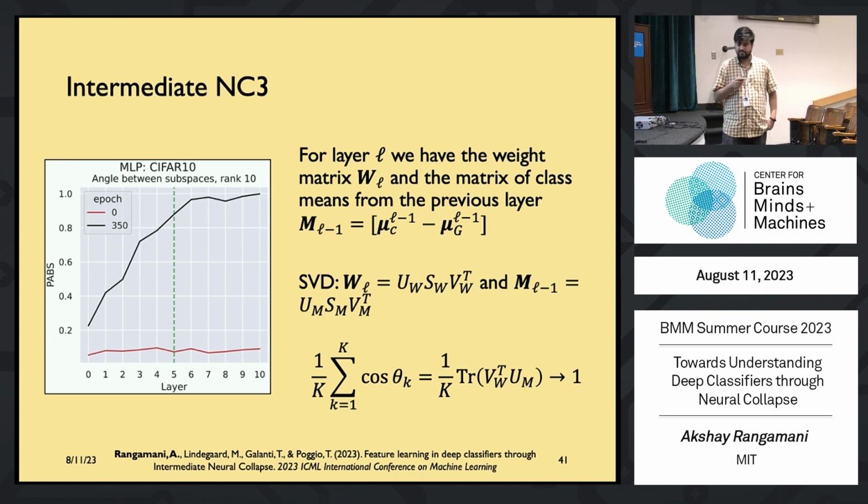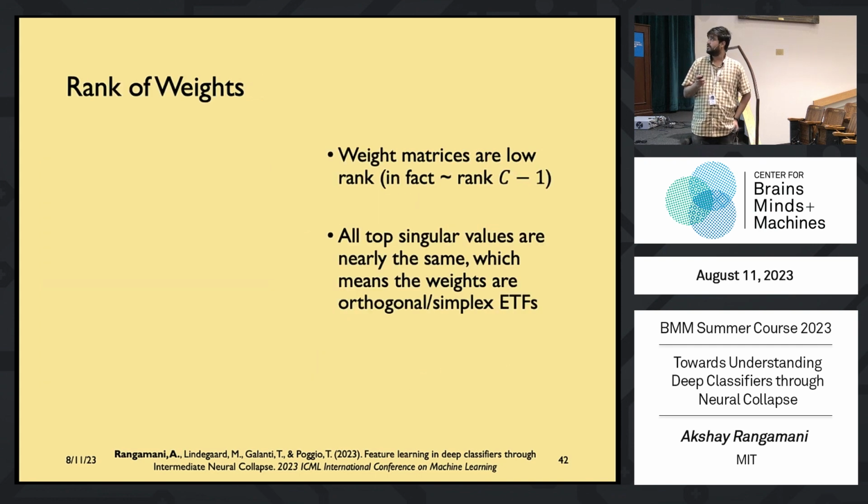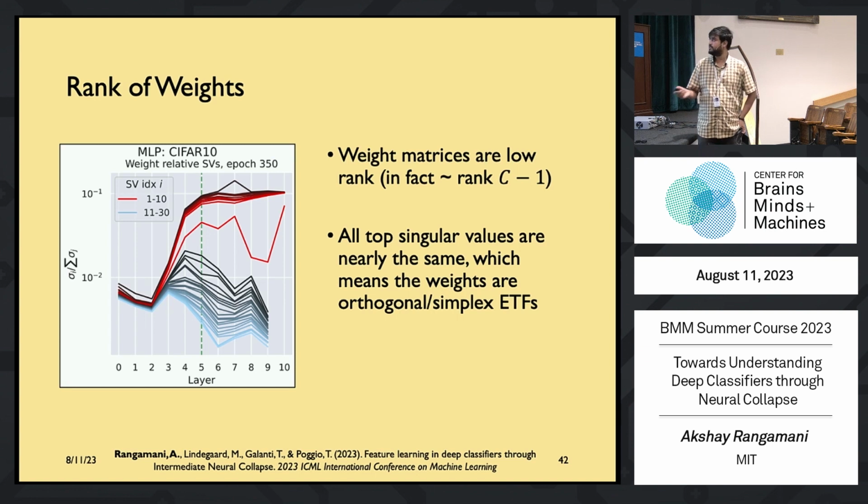we can. So apart from these observations, we also measured the rank of the weights, and we see that especially at the top layers, the weight matrices are all low rank, and in fact the rank is close to C-1, where C is the number of classes. We're plotting the relative singular values, and all of the top C or top C minus 1 singular values are all the same. So this is what you'd expect to see in either orthogonal matrices or even the simplex ETF. So all of the top C or C minus 1 directions are equally weighted, and the rest are insignificant. So you have a low rank structure appearing in the top of your deep network.